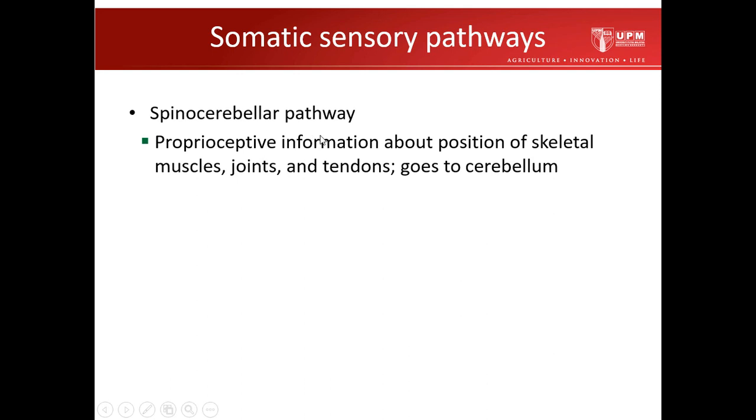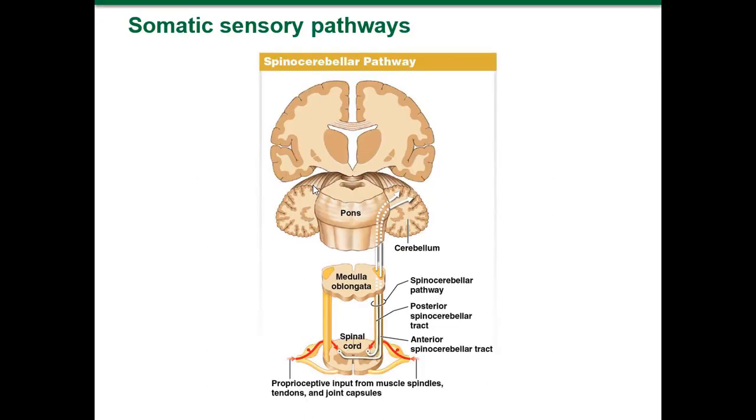The cerebellum receives proprioceptive information about the position of skeletal muscles, joints, and tendons along the spinocerebellar pathway. In this picture, you can see the spinocerebellar pathway. The posterior spinocerebellar tract contains axons that do not cross over to the opposite side of the spinal cord, and these axons reach the cerebellum by the inferior cerebellar peduncle of that side.